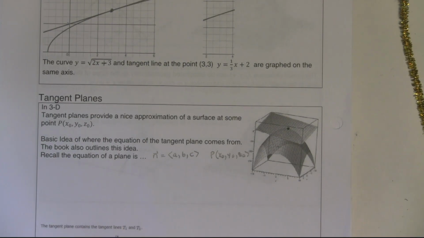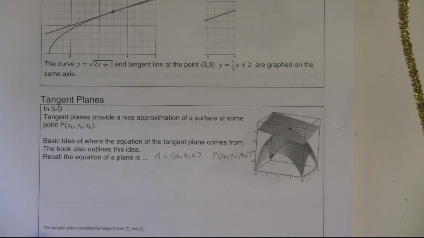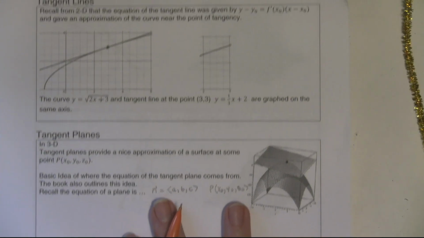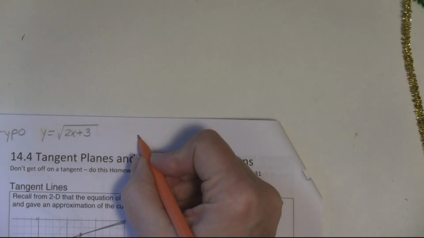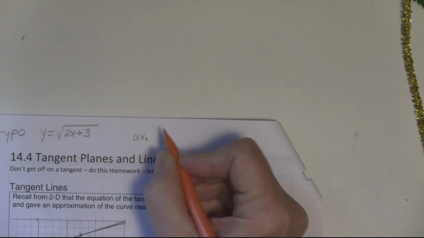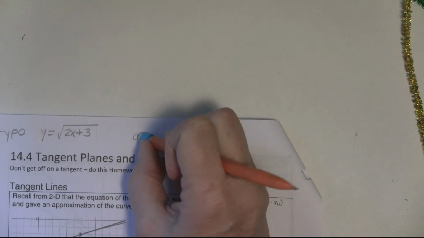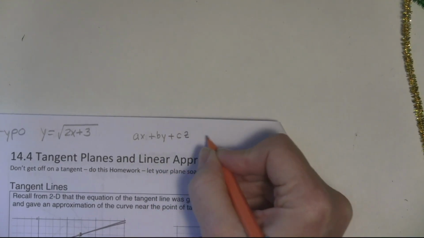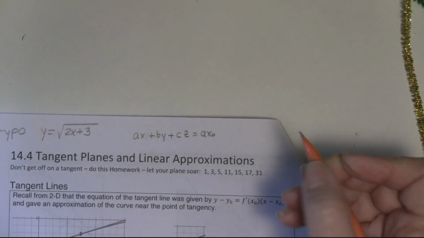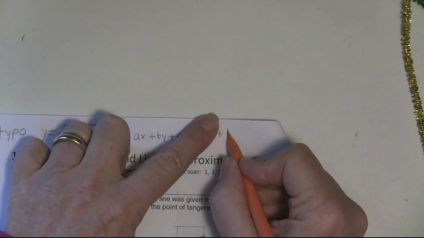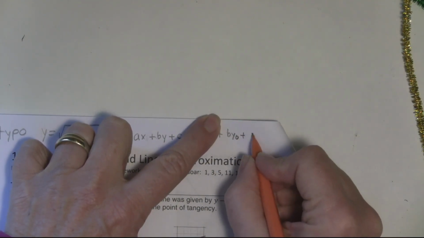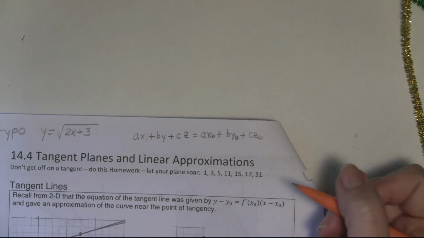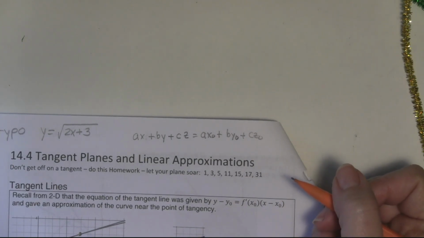Okay, so we had two equation builders for planes. I don't know if you remember both of them, but one of them was my favorite one to use, and that was this one: ax plus by plus cz equals ax naught plus by naught plus cz naught. That was the equation of the plane given the two pieces that we have. Do you guys remember? That was my favorite equation builder.